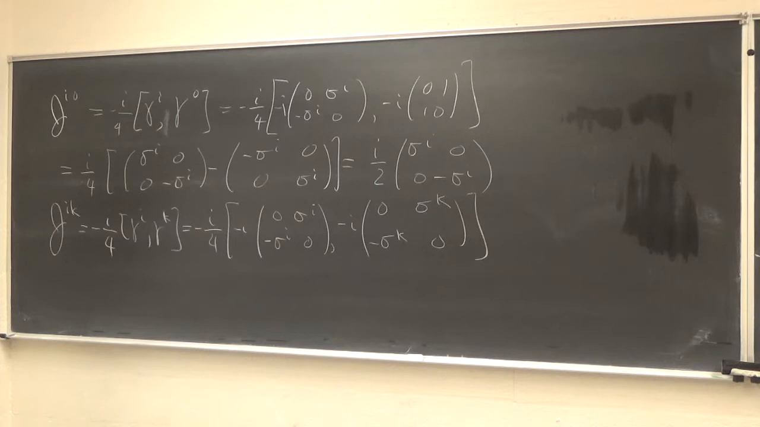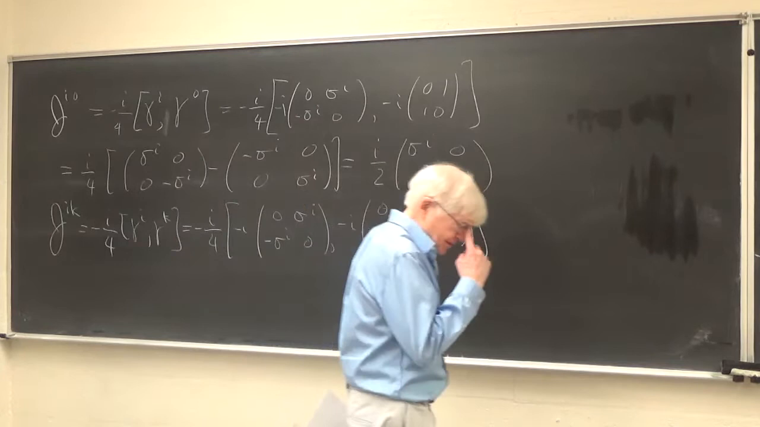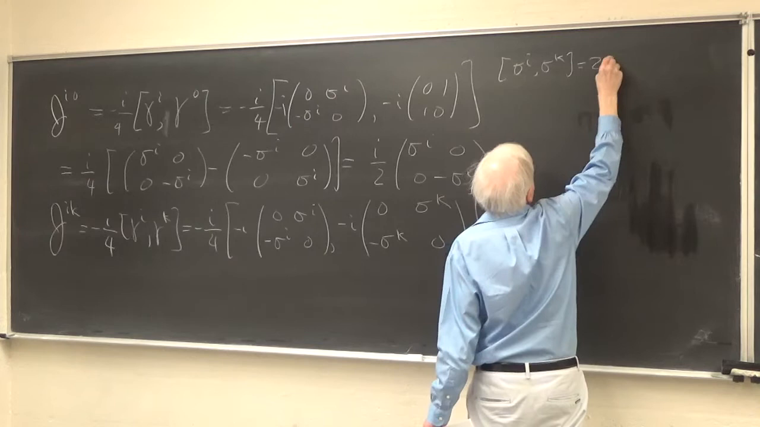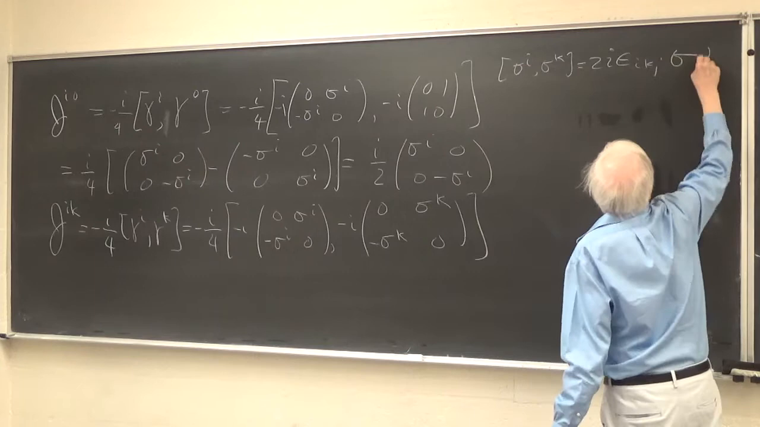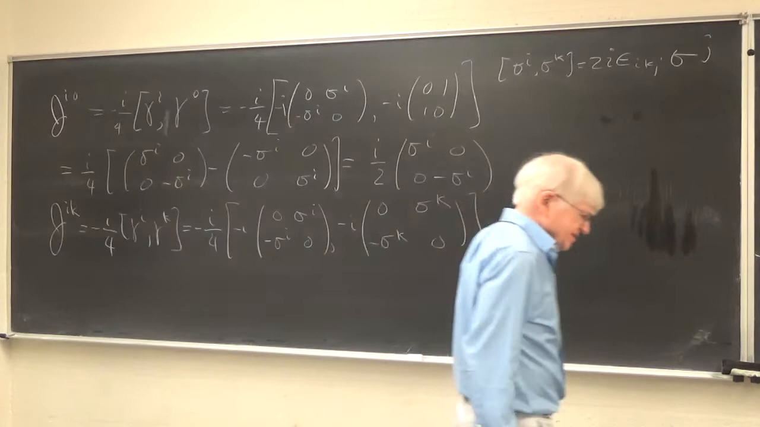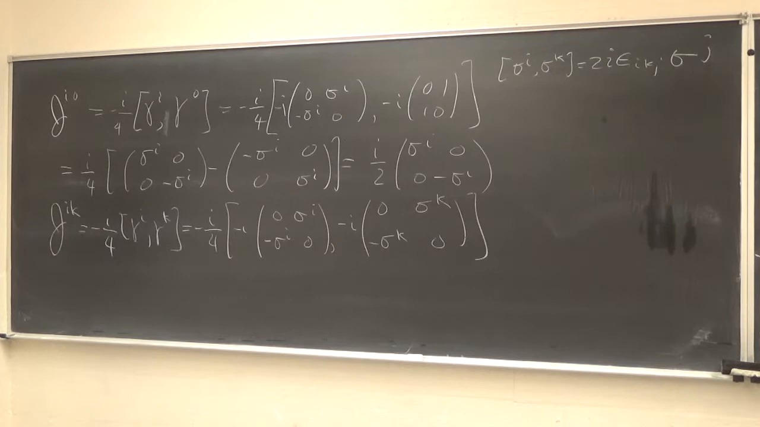That's what we have. And now let me just remind you of something you learned in quantum mechanics class, namely that the commutator of sigma i with sigma k is 2i epsilon_ikj sigma_j. Since these i, k, and j are all spatial indices, whether they're up or down doesn't make any difference. These are just the Pauli matrices. These are the commutation relations for the Pauli matrices. In quantum class, they look like this.